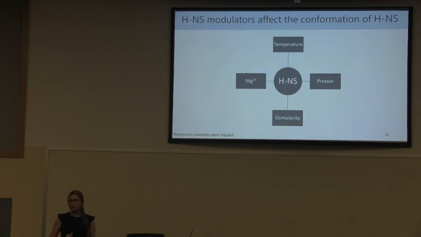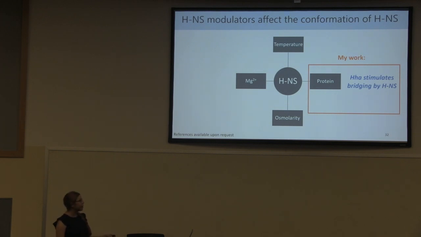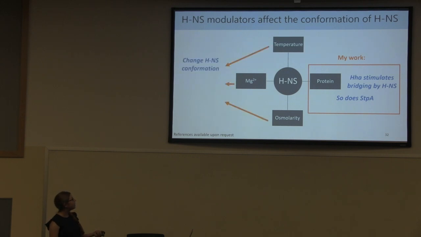So I told you about one way in which H-NS can be modulated, and that's by the protein Hha, which stimulates bridging. It turns out there's a bunch of other factors that can modulate the activity of H-NS, including a second protein, StpA, the paralog of H-NS, which also stimulates bridging by H-NS. And there are at least three other factors that can modulate the conformation of H-NS. Work from many others in the field has recently identified that nearly all of these factors can change the conformation of H-NS in a similar way to what I showed you before. And it's this change in H-NS conformation which changes how H-NS is regulating gene expression. So together, my work helps put together this picture that modulating the conformation of H-NS can modulate the effect that H-NS has on gene expression.